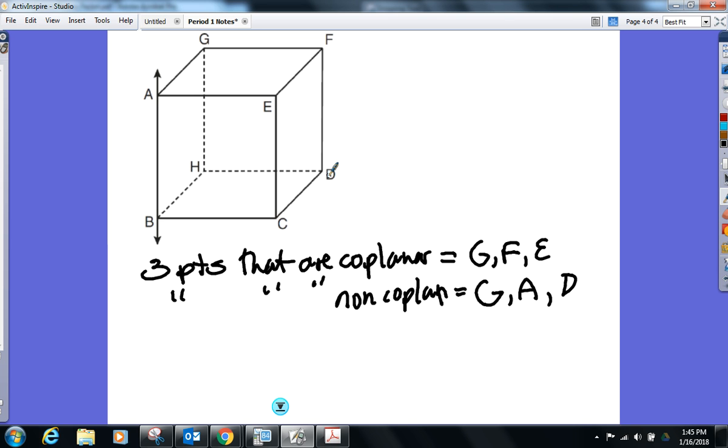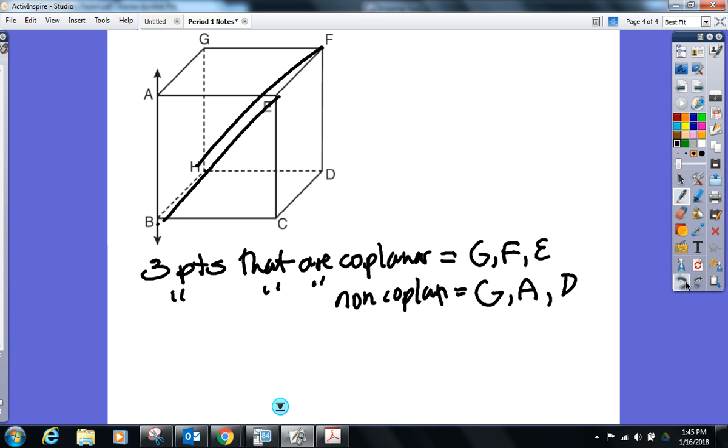I could also go coplanar. Remember, it's not just the ones that are showing. Remember, we cut it diagonally too. So you could say F, E, H, B are coplanar. You see that plane going like this now. That's cutting it, slicing it.